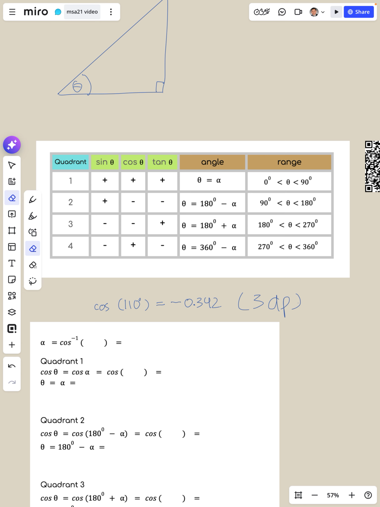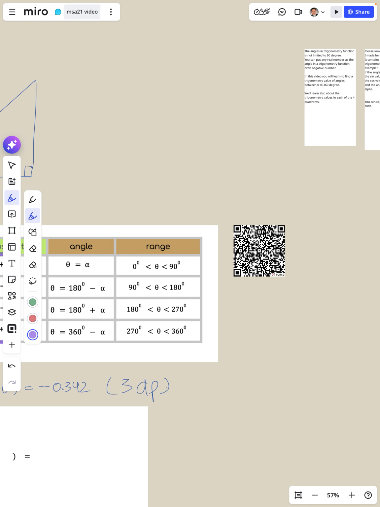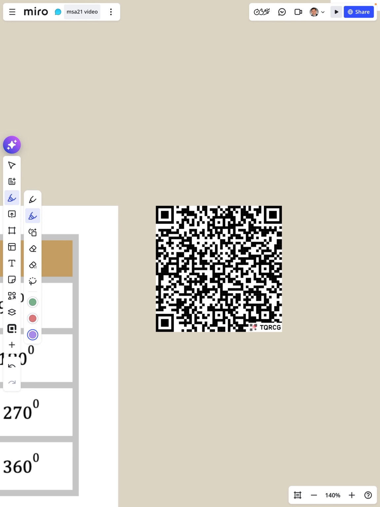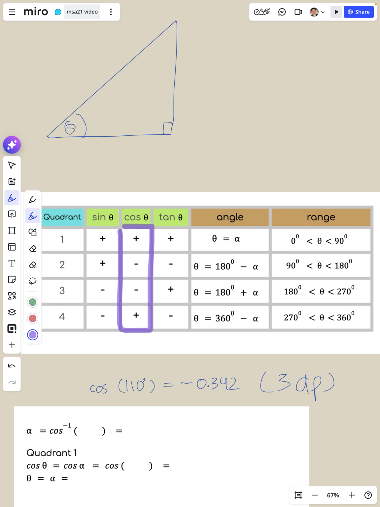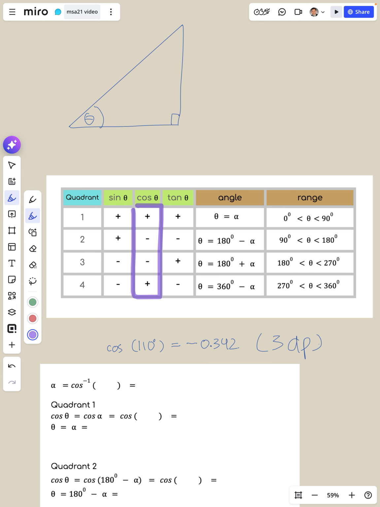And the sign of cosine here, the positive or negative sign, is given in this table. I already made this table for my students. If you want to download my table, you can use this QR code and download it. It will help you to do the calculation quickly.